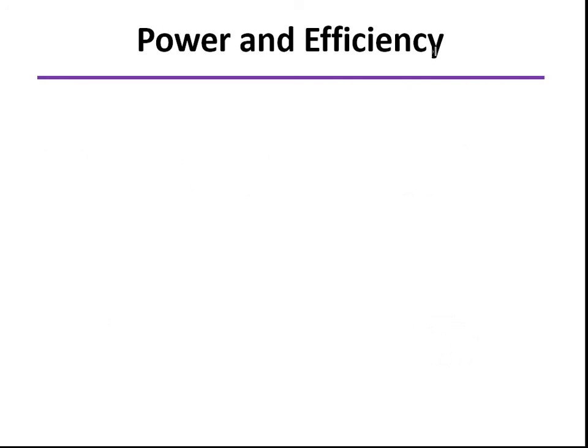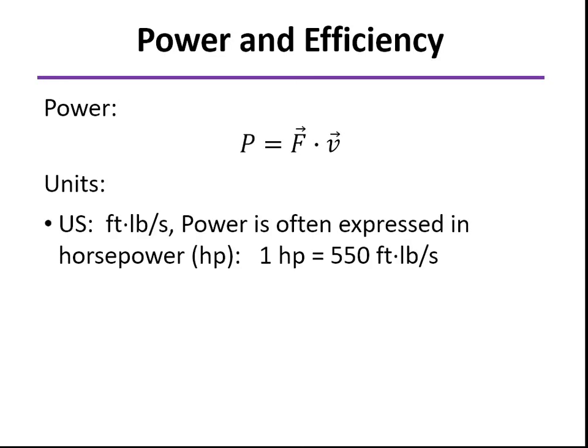And finally, we also mentioned power and efficiency in this series of classes. Power we define as the force times velocity in the same direction, hence the scalar product here. The units of power are work per time, so in the US system it would be foot-pounds per second, but often we'll want to convert that into horsepower, and 1 horsepower is 550 foot-pounds per second. In the SI system, the units of work are Newton meters, and so power is in Newton meters per second, and a Newton meter is a joule, and a joule per second is a watt.